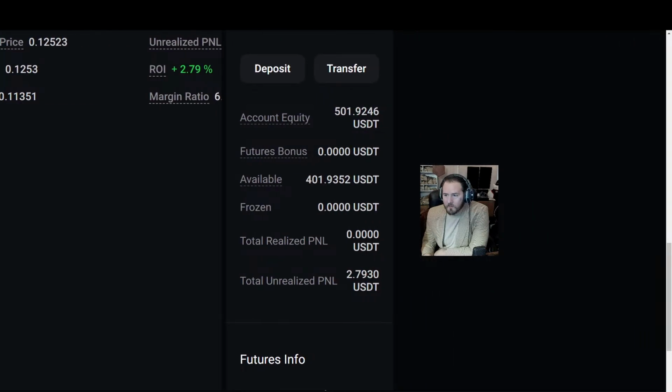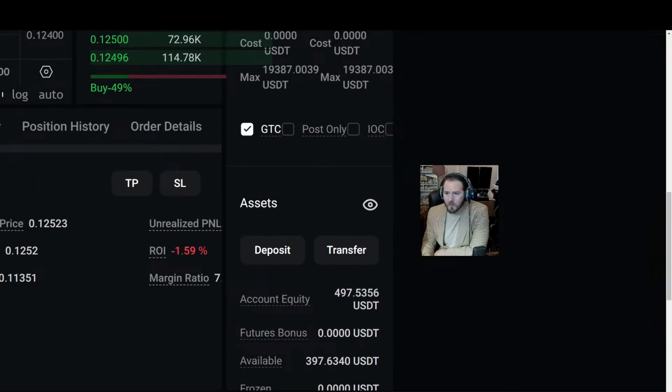So look over here, your account equity. This is the total amount that's in your account on this Futures Pro. I don't have a futures bonus. I would like one. Sometimes they give you one. It does say that I have $399 available margin to enter another position. That's only because my trade is green. If the trade starts going red, this balance will drop for the available. None of it's frozen. My total unrealized, that's just the funding fees, trading fees right now.